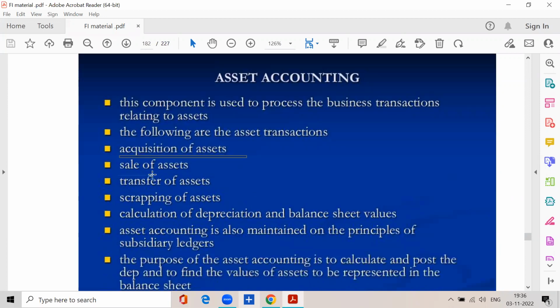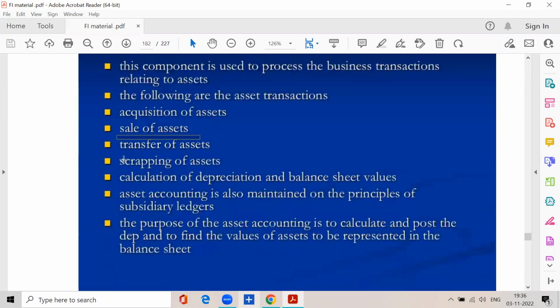Then sale of assets. Sometimes after the expected life of the asset is over, or sometimes the management thinks that the assets are not any more useful to the company, they will sell them. So when you sell the asset, how to process them? Then transfer of assets. Sometimes the assets will be transferred from one business area to another business area, from one department to another department within the same company code. That is called transfer of assets. So how to process the transfer of assets?